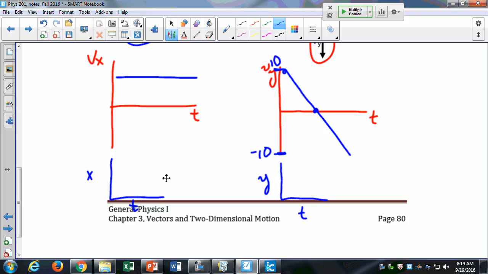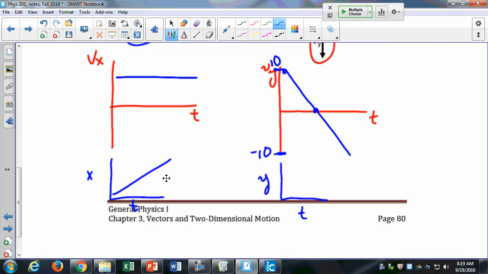My x versus t, straight or curved? Straight or curved? The x position versus time. It's going to be a straight line. It'll have a positive, negative, or zero slope. It's going to have a positive slope. It'll look like that. Remember, the slope of this line is represented by the value of this line. So this slope is always the same, so this value is always the same.